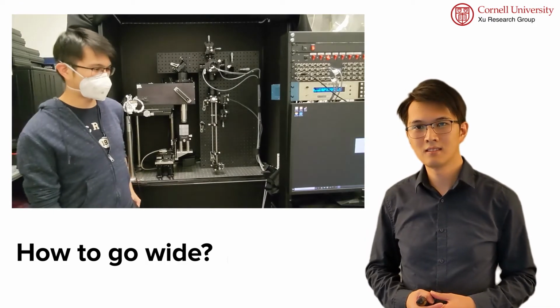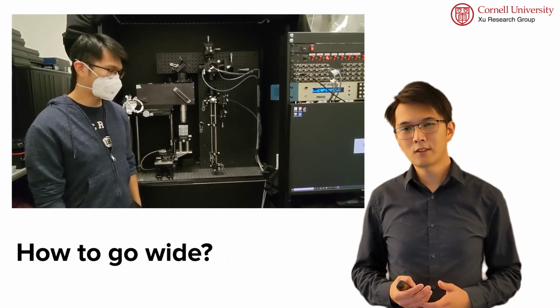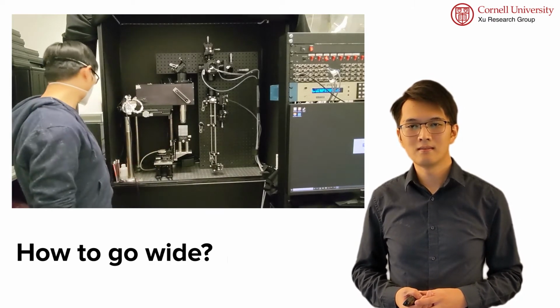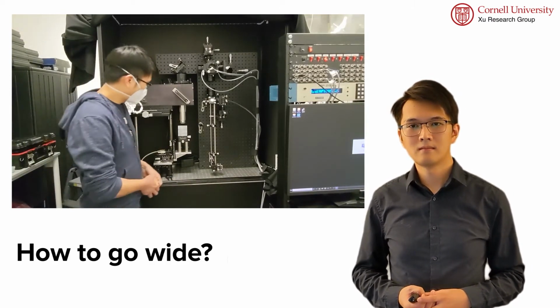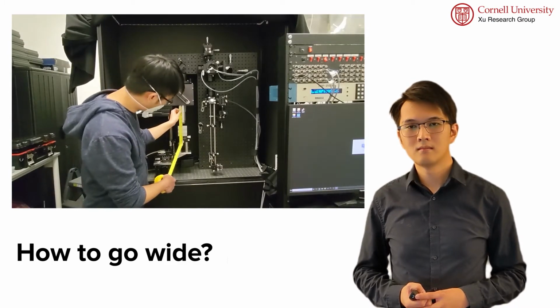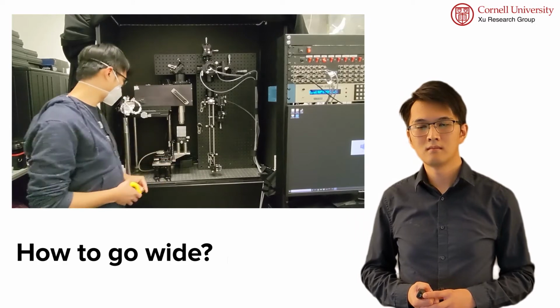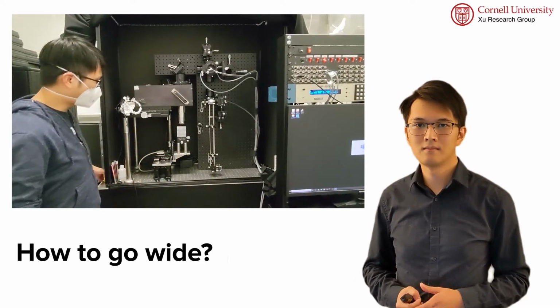Question? Sure, go ahead, Aaron. The objective looks really large. How big is it? If you want to measure the dimension of the objective, the height is around 5 inches and the diameter is around 3 inches. Thank you. Sure, you're welcome.